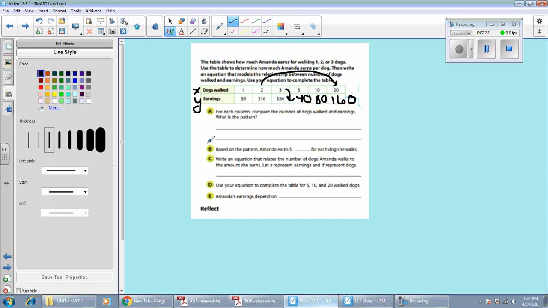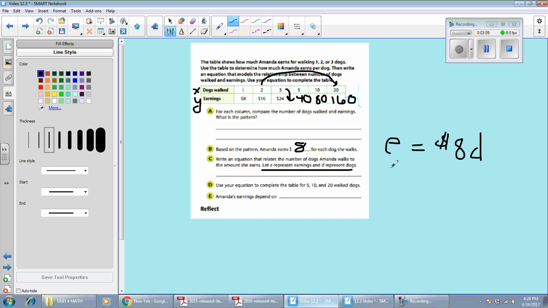So, for question B, based on the pattern, Amanda earns $8 for each dog she walks. Now let's talk about the equation that we would write. In part C, they want E to represent the earnings and D to represent the dogs. So let's look at our Y. My earnings, or E, is equal to $8 times the dogs. So no matter how many dogs I walk, it's going to be $8 per dog.